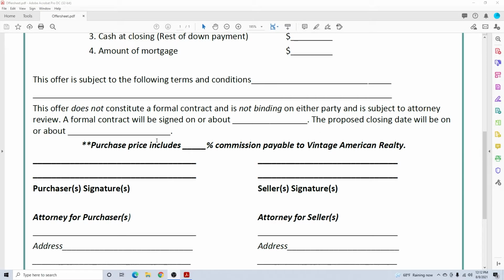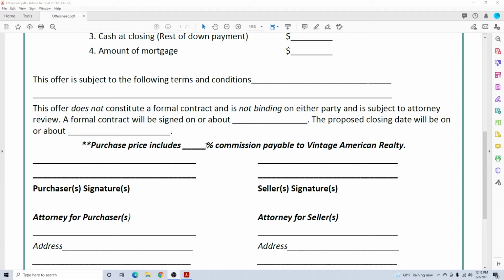The proposed closing date, this is generally going to be about 60 days. If you have cash, maybe 30, 45. Again, it's not going to be that accurate. It depends on the attorneys. Or again, you could put ASAP. So generally it will be ASAP or 60 days.